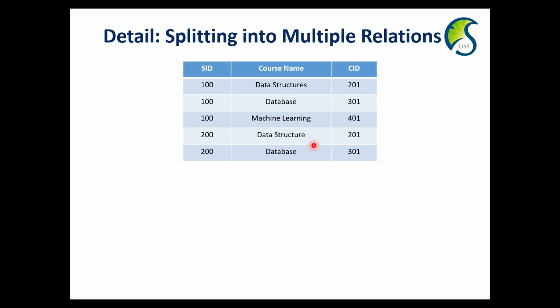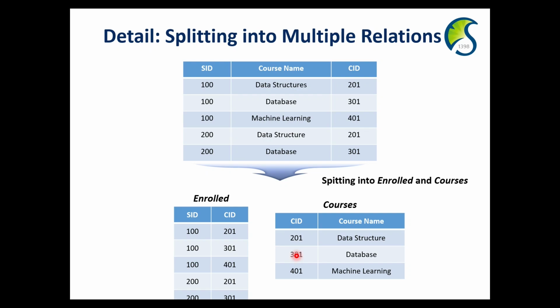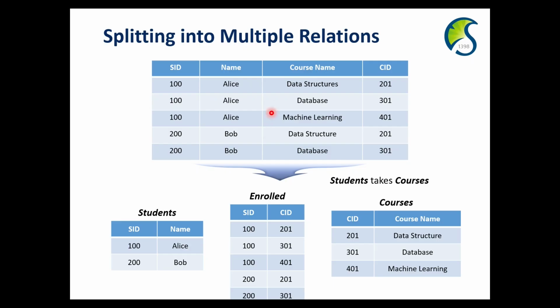Similarly, we can further split this relation into 2 relations. Here, they share CID, the course ID. So based on this CID, we can also reconstruct the existing table. But as you can see, this one single relation includes some redundant data, right? Alice, Bob, data structures, database.